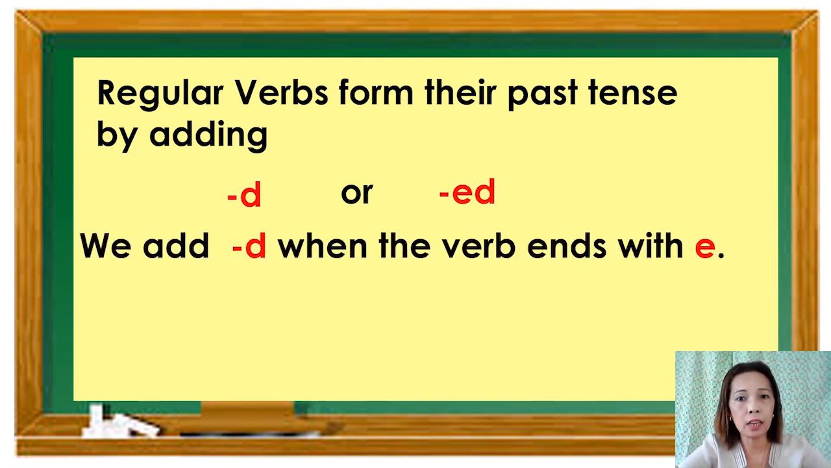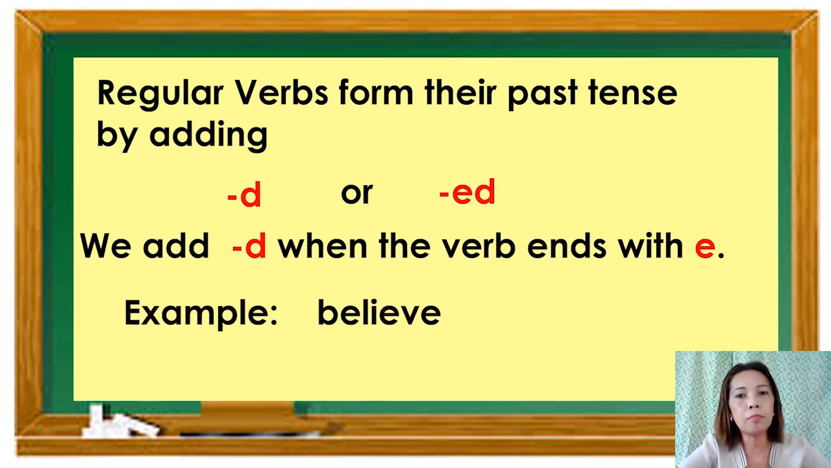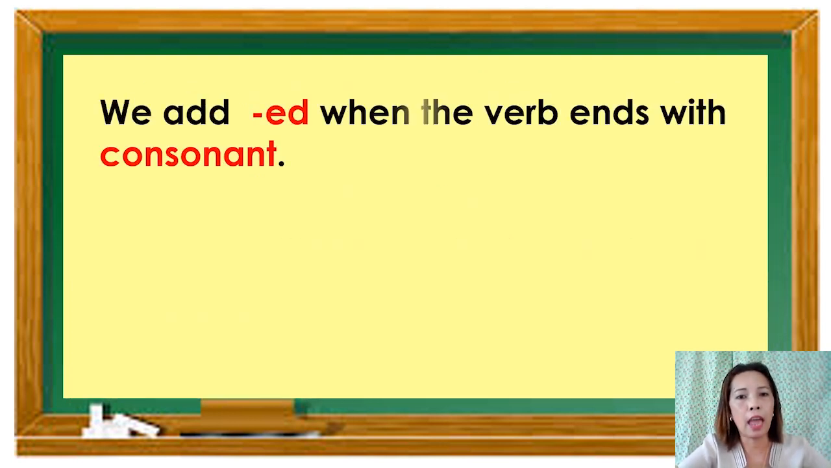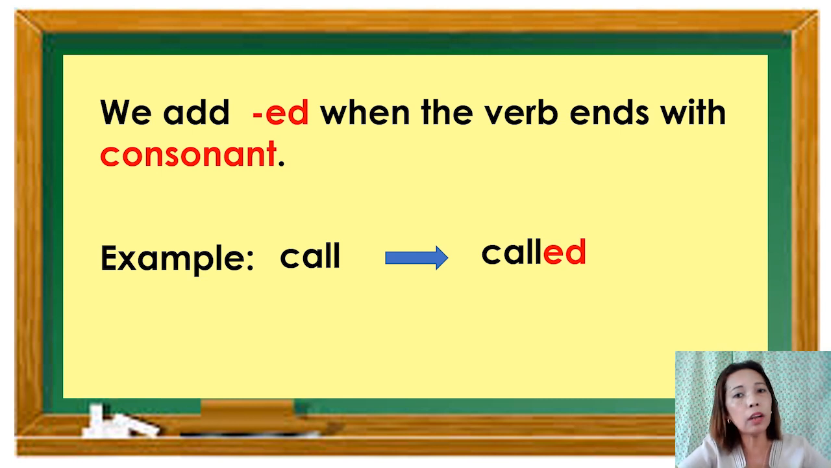We add the d when the verb ends with e. Example, believe becomes believed. Then, we add ed when the verb ends with a consonant. Example, call becomes called.